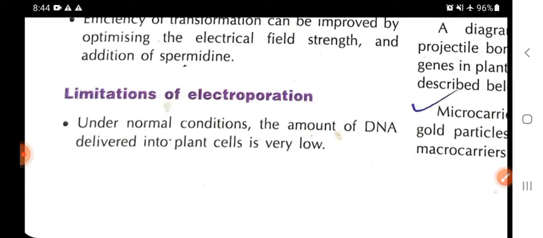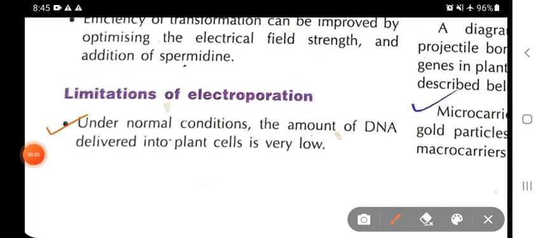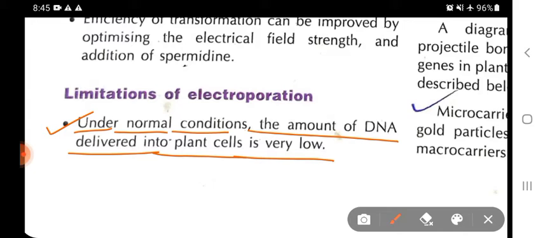Well, all things have limitations also. The first limitation is that under normal conditions, the amount of DNA delivered into the plant cell is very low. So it has been mentioned that a very low amount of DNA is inserted into the target plant cell. Well, it is good and also bad, because if too much DNA is introduced into the plant cell, transgene rearrangement can occur. The frequency of transgene rearrangement will be very high.